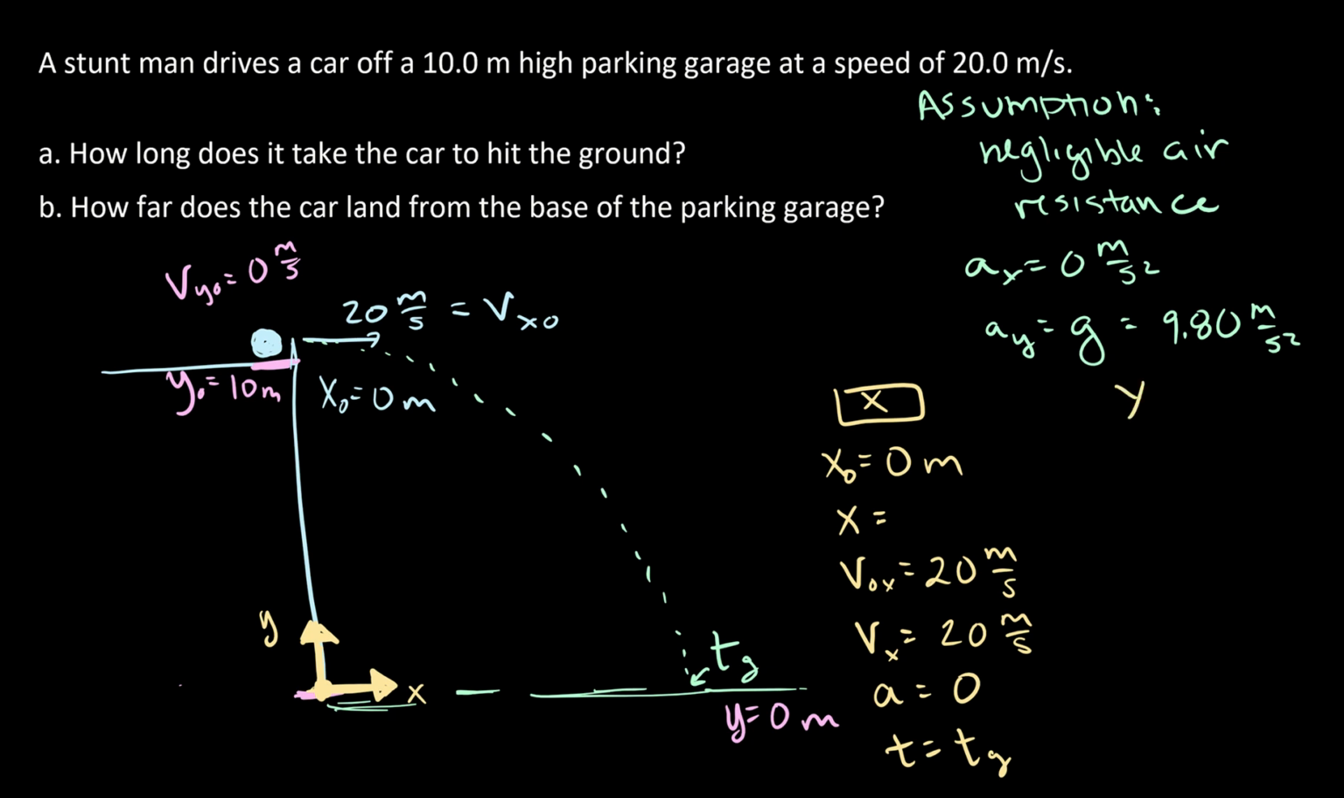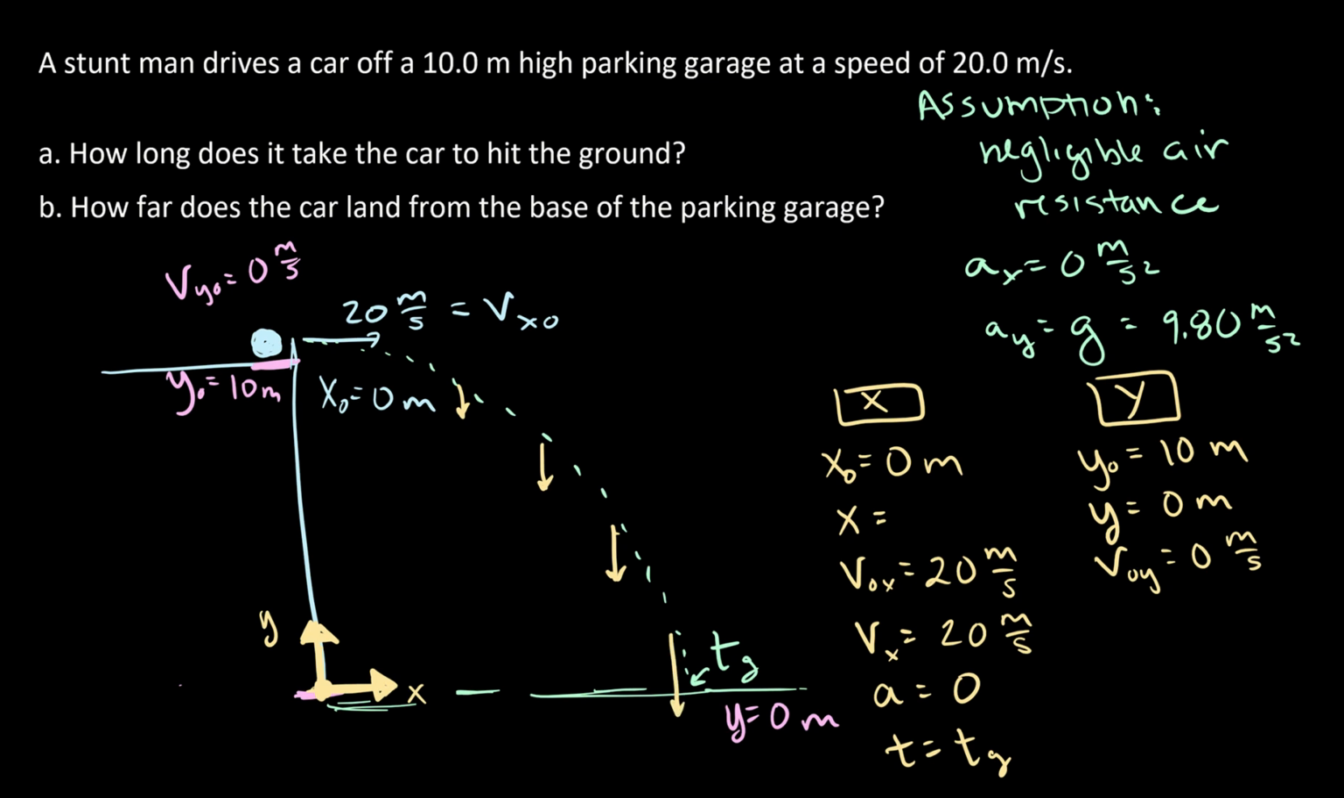Now I want to inventory my variables in the y direction. My initial y position is 10 meters. My final y position is 0 meters when it hits the ground. My initial velocity in the y is 0 meters per second. If it leaves the parking garage at 0 meters per second in the y direction, it's not going to stay at 0, right? It's accelerating in the y direction, so that y velocity is going to become greater and greater as it falls.